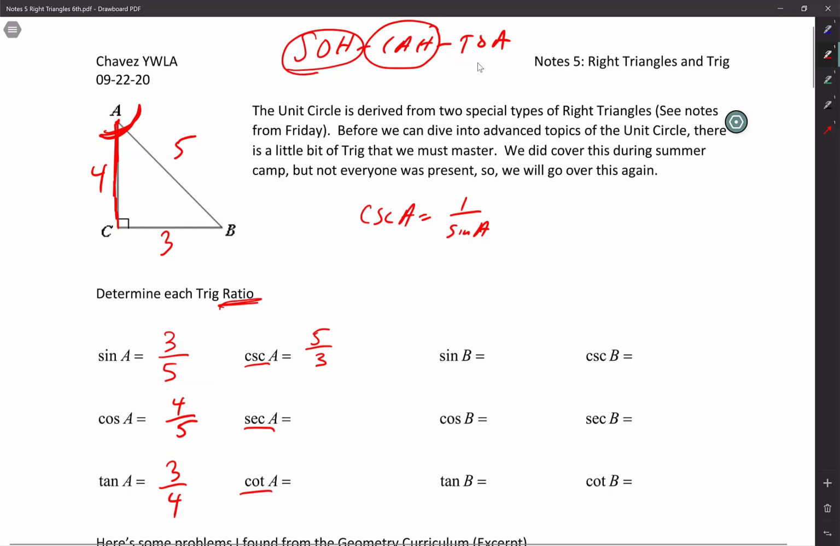Secant is the reciprocal of cosine. So this has to be 5/4. And then cotangent is the reciprocal of tangent. So that's 4/3. And yeah, it's that simple, guys. No joke. It's pretty simple, straightforward.